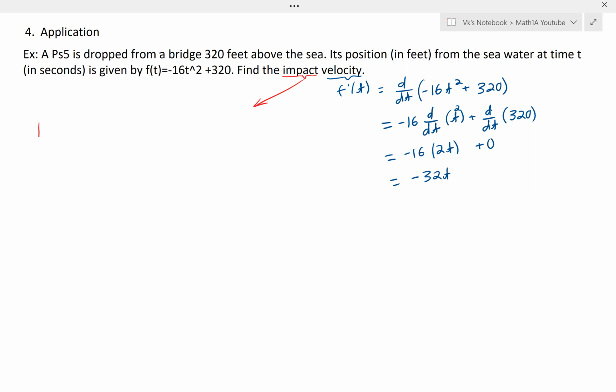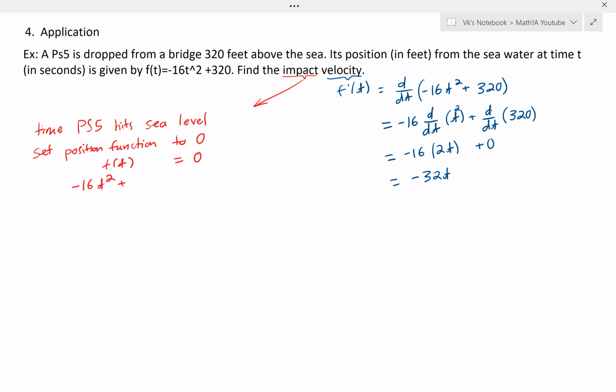Impact tells us the time when the PS5 hits sea level, in this case the sea water. So in order to figure out the time the PS5 hits the sea level, we have to set the position function equal to 0. The position function is f of t equal to 0.